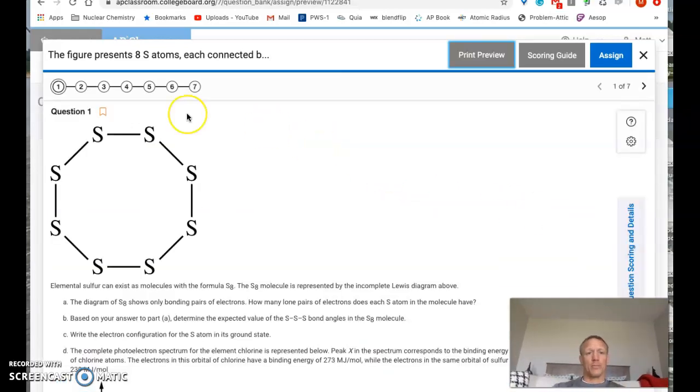Here it is. Here's question 1. Elemental sulfur can exist in a ring called the S8 ring. So this is showing the bonds, not showing unshared pairs. The first thing it wants to know is how many lone pairs each sulfur would have on it. Well, remember, anything right at the stair step needs to have 8 electrons around it. So you've got a pair of electrons there, a pair of electrons there. So you'd have an unshared pair here, an unshared pair here, unshared pair, unshared pair.